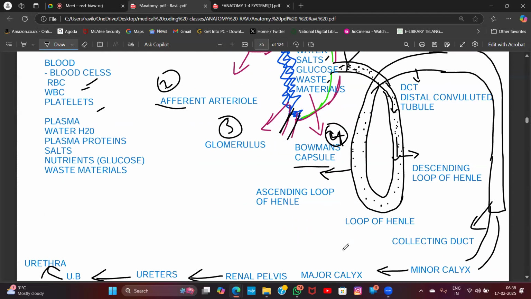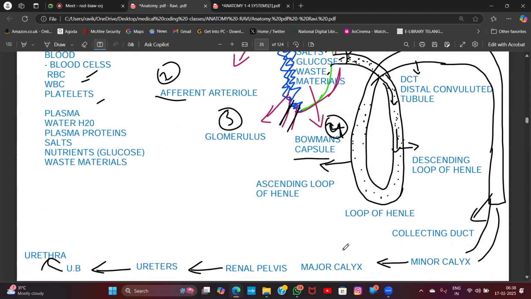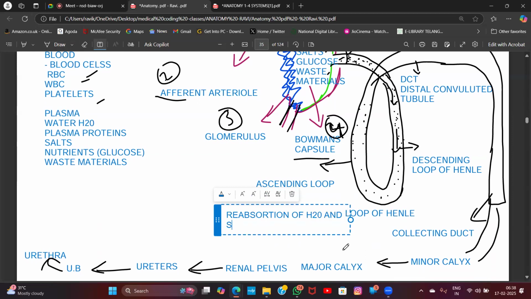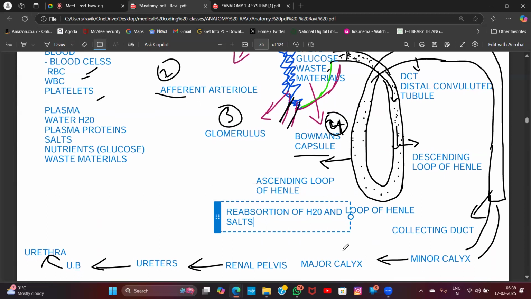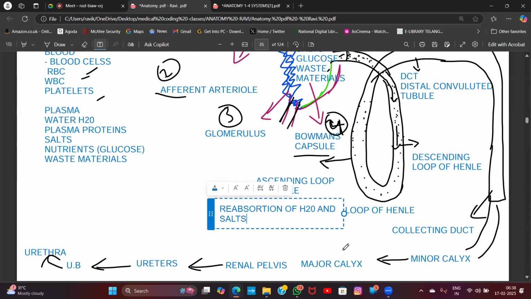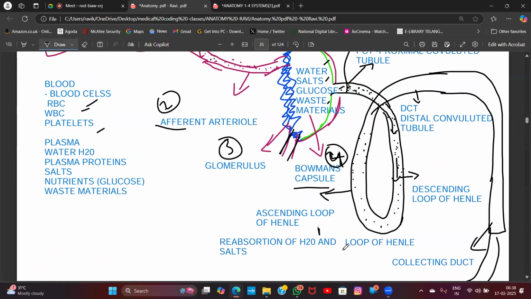In the descending and ascending loop of Henle, there is a reabsorption of water and salts. Reabsorption of sodium (Na+), potassium salts, and water is happening in the loop of Henle.